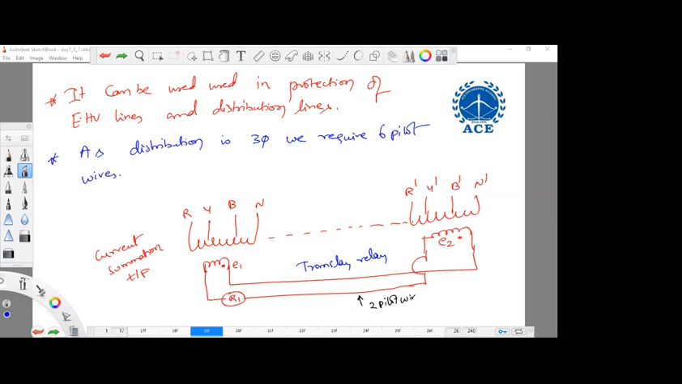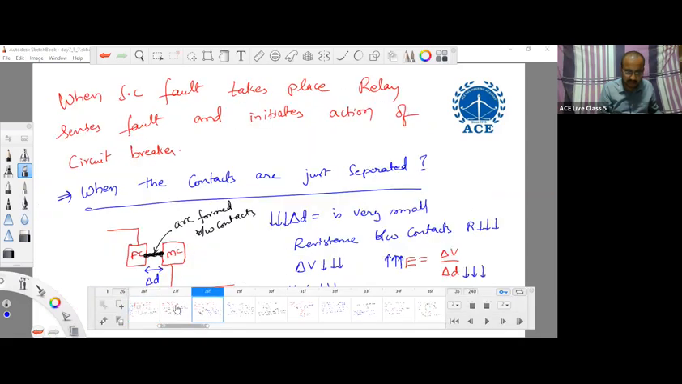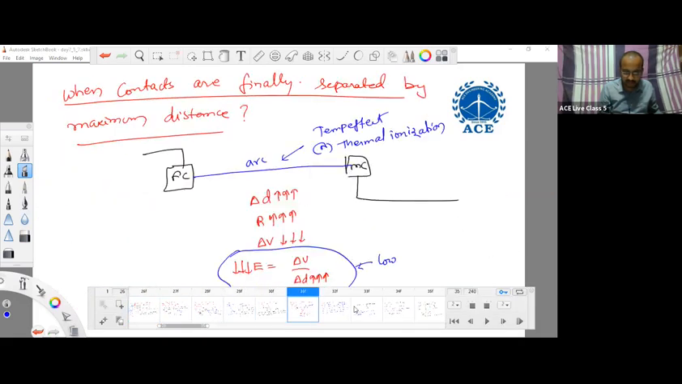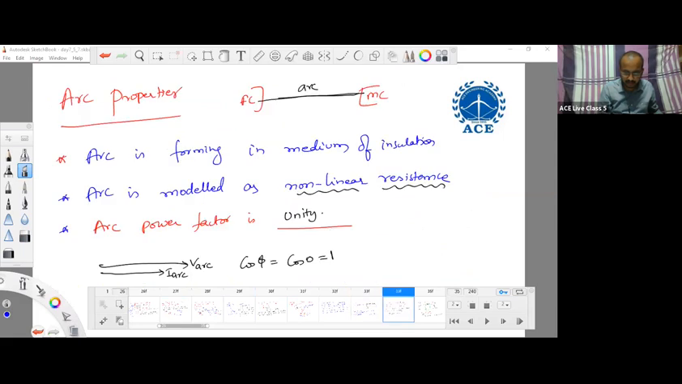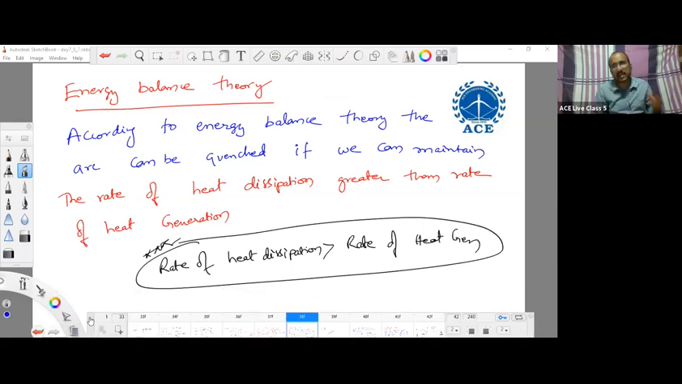So here if you observe, according to this energy balance theory, if you can maintain the rate of heat dissipation greater than the rate of heat generation, the arc will be quenched. Why this condition? Finally, when the contacts are separated, the arc is existing because of thermal ionization or temperature effect. So based on this, the energy theory was formed.